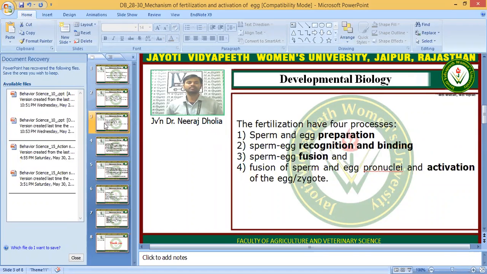So there are four steps. One is the formation and preparation of the egg and sperms. Then second is the sperm and egg recognition and binding. Third is the fusion after the binding, and fourth is the fusion of sperm and egg pronuclei and activation of the egg and zygote, or you can say the activation of the egg. So the first is already discussed.